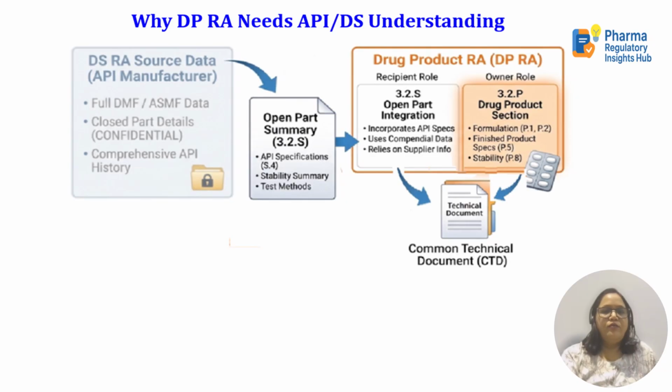Now look at the full flow here. Even though you don't handle the full drug substance data, your product is still built on it. What gets defined in 3.2.S becomes the foundation for 3.2.P. So to understand your product properly, you need to understand what it's built on.